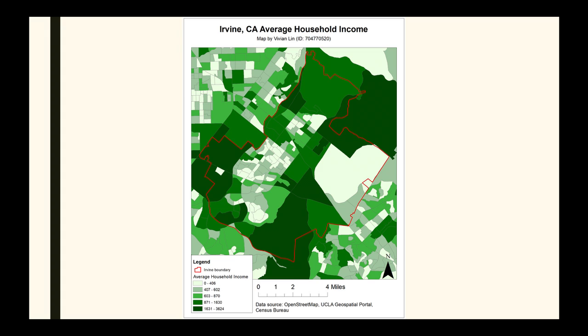Block groups with average household income between 2,000 and 2,500 will be given 30 points. Block groups with average household income within 2,500 to 3,000 will be given 35 points. Any block groups with average household income between 3,000 and 3,624 will be given 40 points.